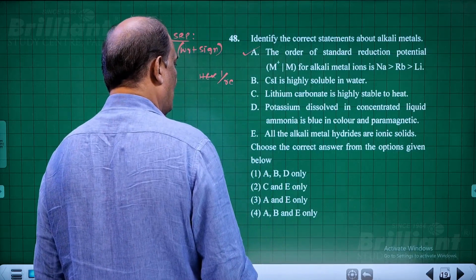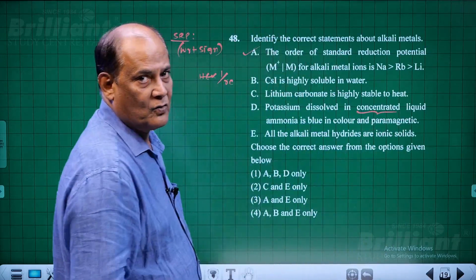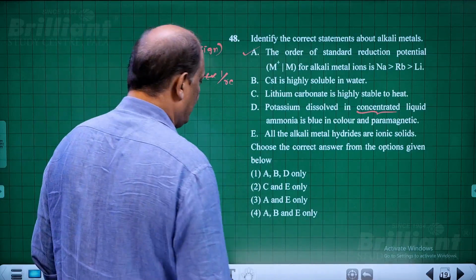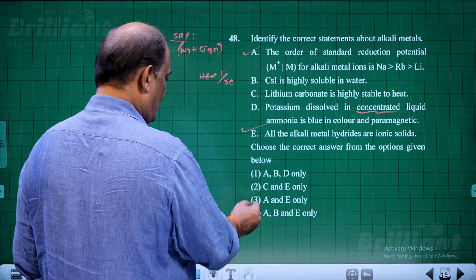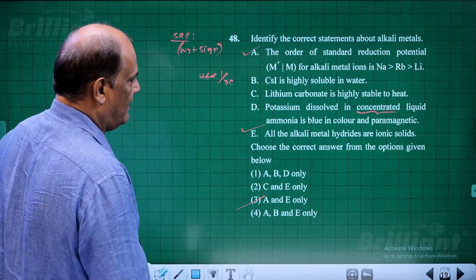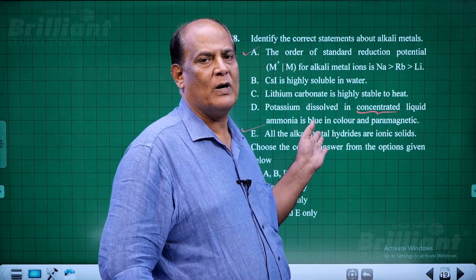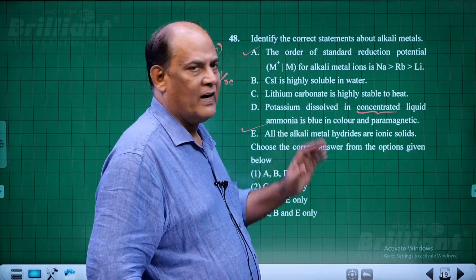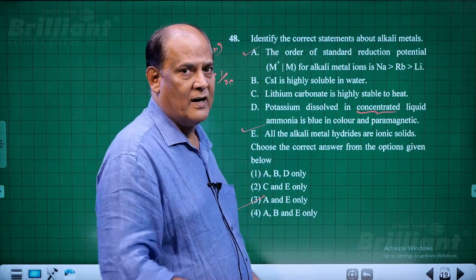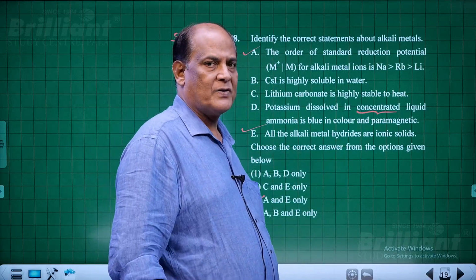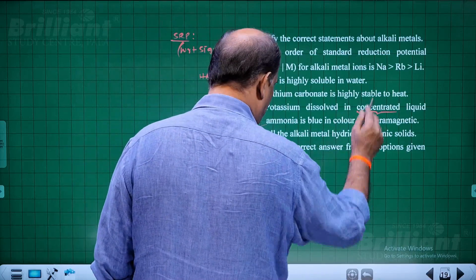In concentrated solution, it gives a bronze color. So bronze color, generally what happens? It does not give the blue color. All the alkali metal hydrides are ionic, so the answers are A and E. If potassium is dissolved in simple liquid ammonia, then you get a blue color solution, that is a solvated electron, and we can write that answer. But in concentrated solution, ultimately it becomes bronze color, and when bronze color is there, all those properties are lost. That's why the paramagnetic nature is not there. So be careful, this is a very, very important, good question.